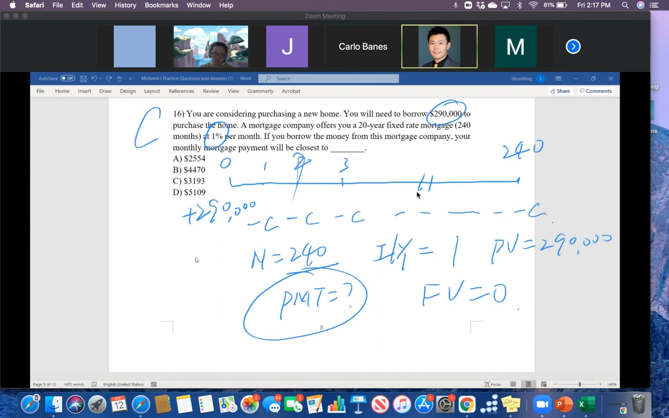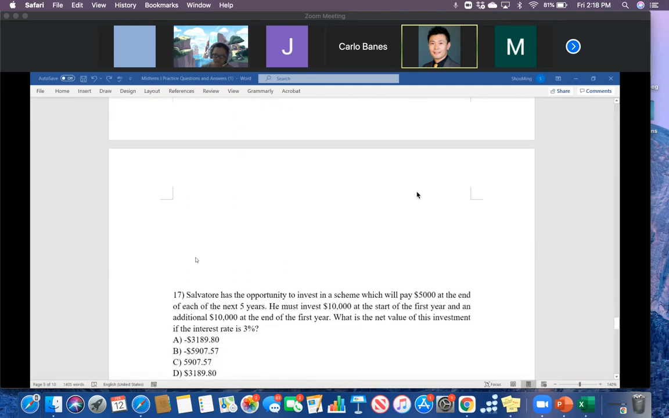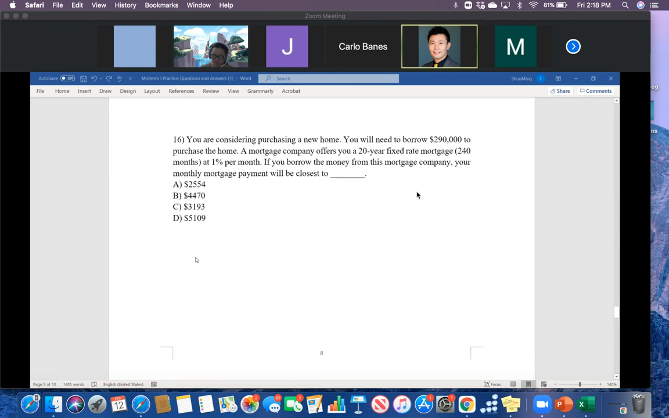Again, this C will be a negative number because you are paying money back to this company, a cash outflow for you. Okay, so this is very simple, very similar to our previous question. Any question? Okay, good.